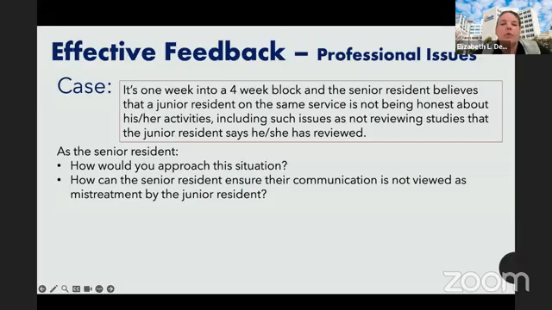It's also very important that the senior resident ensure their communication is not viewed as mistreatment by the junior resident. Can anyone think of any ways that we can assure that everyone finds this opportunity to give feedback is something that's productive and not something that is beating up on that resident or mistreating them in some way?